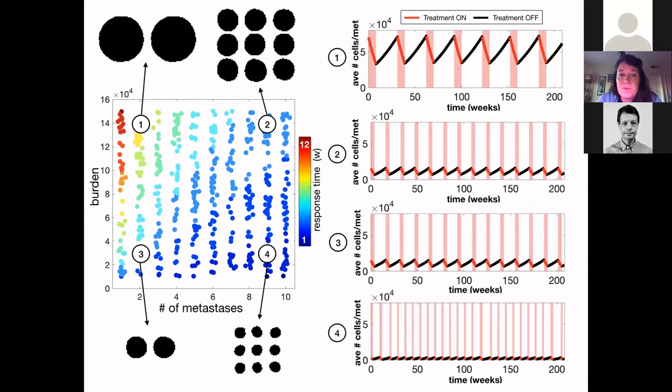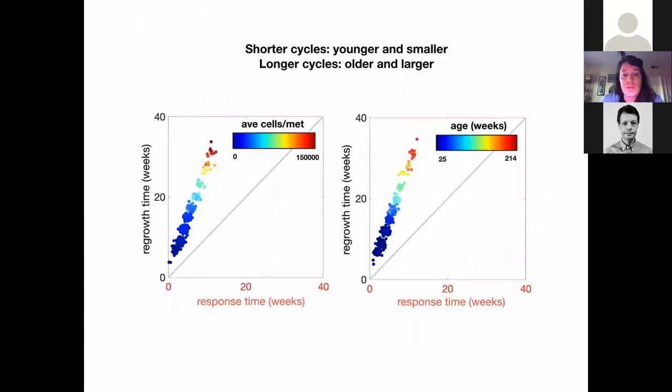You see that for these really large tumors, you have really long cycles. For the really small tumors, you have really short cycles. But the 2 and 3 in the middle have about the same cycles, and you can see that they have about the same size mets. So it's turning out that it doesn't really matter how many mets you have, it's just about the sizes of those mets. We can plot that too in the same space, and we see that it fits really well, that it's really the size of the met.